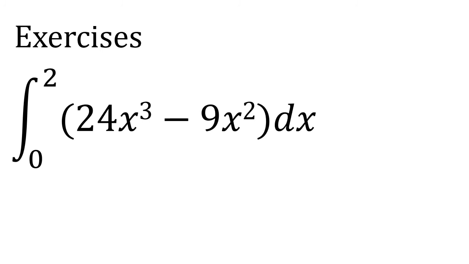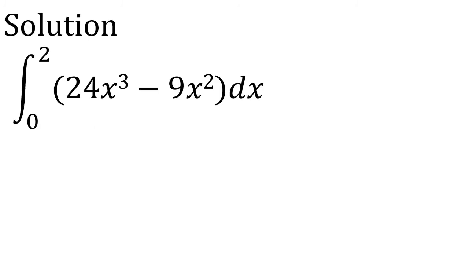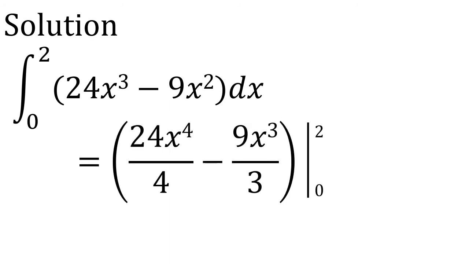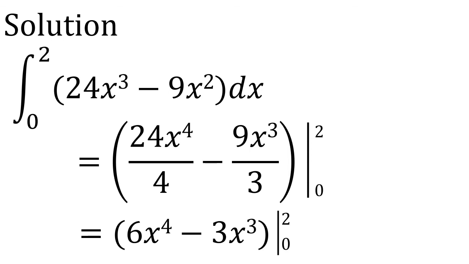Okay, let's see if you get the correct answer. Here's the solution. The first thing to do is to get the integral of this function. The integral of 24x cubed minus 9x squared is 24x to the 4 over 4 minus 9x cubed over 3. We can actually simplify this. This will become 6x to the 4 minus 3x cubed. So let us write here the upper and lower limits.